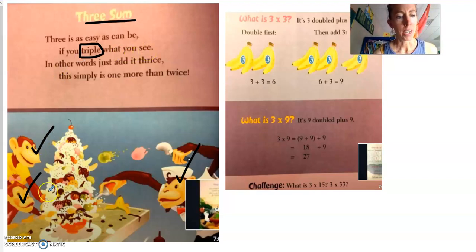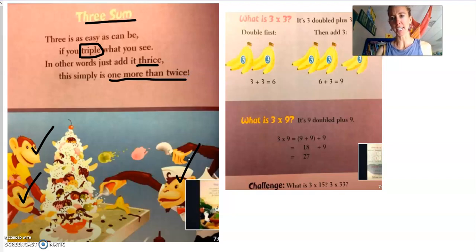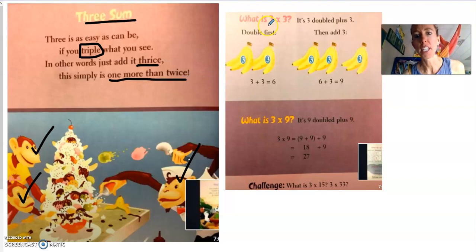Because you don't just want 1, you want enough for all of them. In other words, just add it thrice. That means 3 is simply 1 more than twice. Okay? Simple. Okay, let's check it out. So what is 3 times 3?